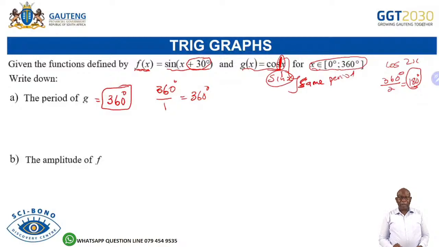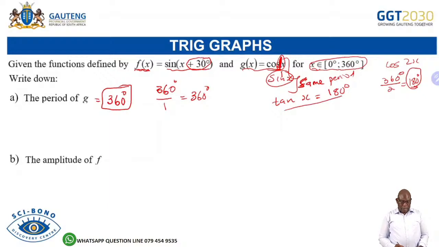Depending on the number that is there. But the period of the tan graph is 180 degrees. So the period of the tan graph is 180 degrees, and then we have the period of the sine and the cos graph being 360 degrees, depending on the value that is given there next to x.